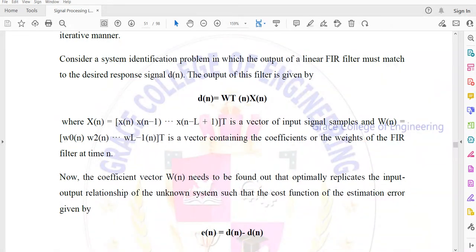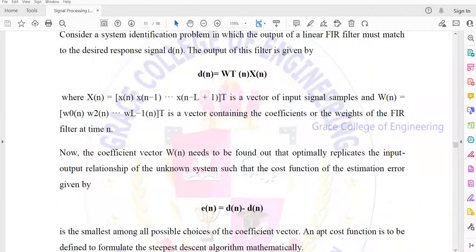Consider a system identification problem in which the output of a linear FIR filter must match the desired response signal. This is the response signal d(n). The output of this FIR filter is given by this equation, d(n) is equal to W transpose(n) times X(n). Here d(n) is the response signal, X(n) is the vector of input signal samples, and W(n) is a vector containing the coefficients or weights of this FIR filter.